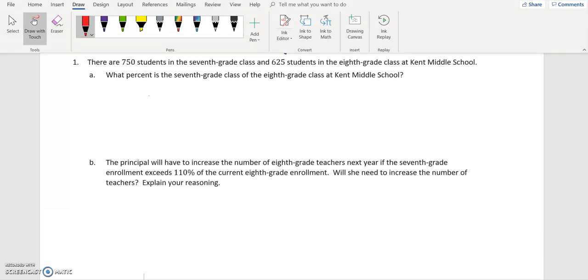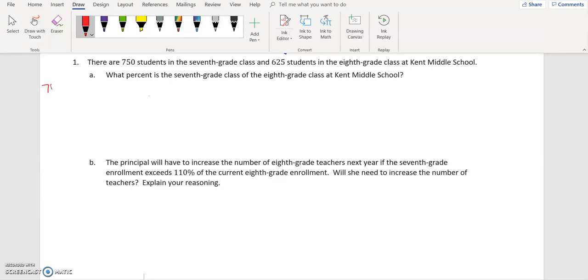Okay, so we are picking up from Module 4, Lesson 3. We're working on the exercises at this point. This is Part 2. There are 750 students in the 7th grade class and 625 in the 8th grade class at Kent Middle School.